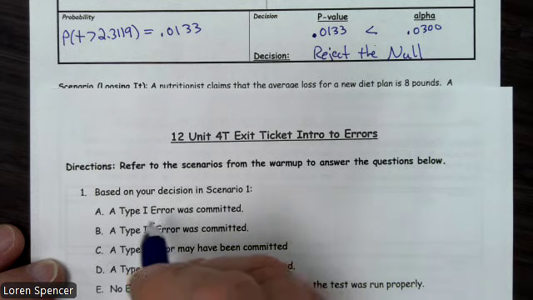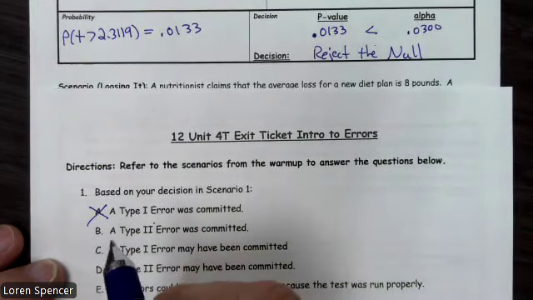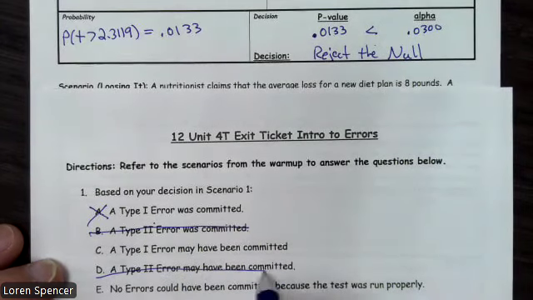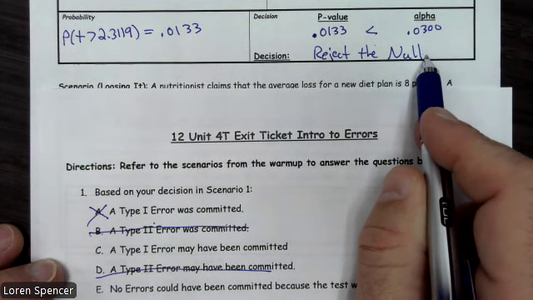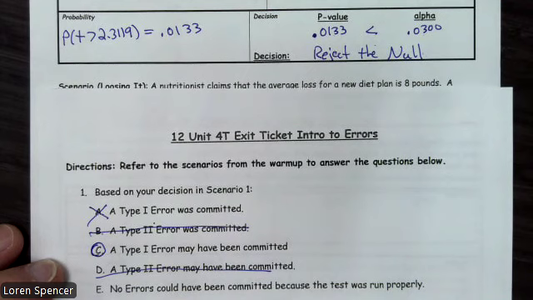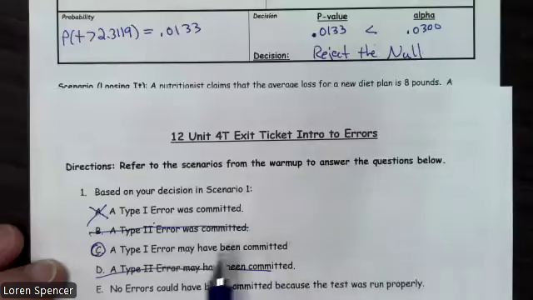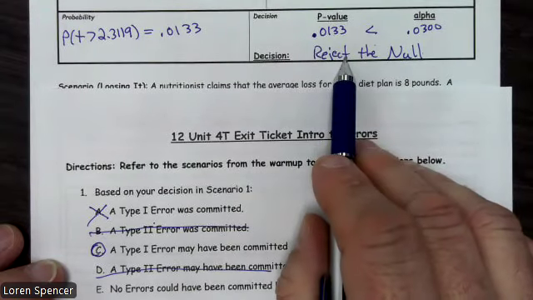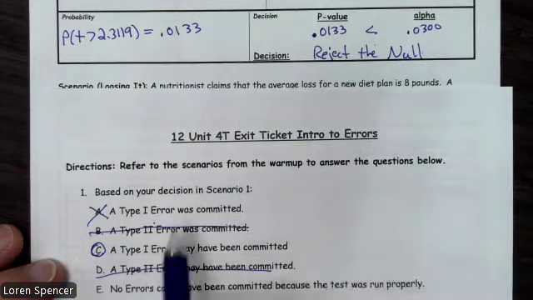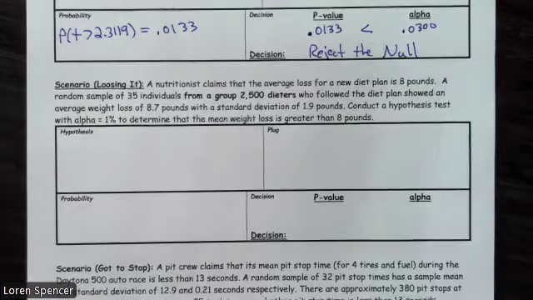So type 1 error was committed. We don't know that it was committed. A type 2 error could not, by the way, it could not have been a type 2 error. If you reject, the only type of error that you might have committed is a type 1. All right. So 1C, you may have committed a type 1 error, but we don't know that you did. The only type you could have committed is a type 1. If you fail to reject, you could have committed a type 2, might have, but not guaranteed to. Well, we rejected, so the only type that we might have committed is a type 1. All right.